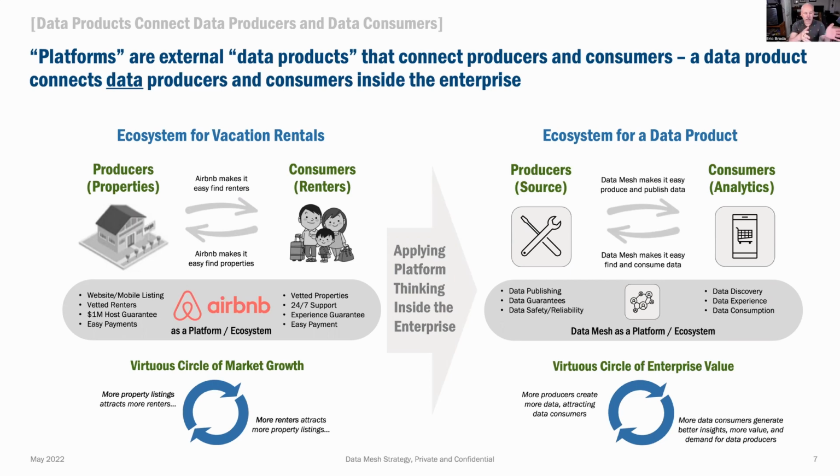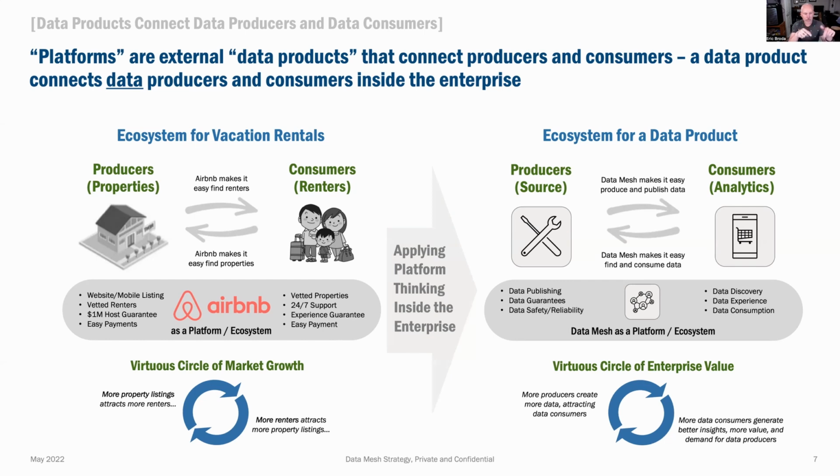The analogy that I have here, albeit the analogy breaks down a little bit, is that Airbnb, the platform, is an external data product. And interestingly, it meets the expectations that Zhamak has highlighted as the four guiding principles. First off, it's obviously self-serve. The Airbnb platform allows producers and consumers to find each other and interact.